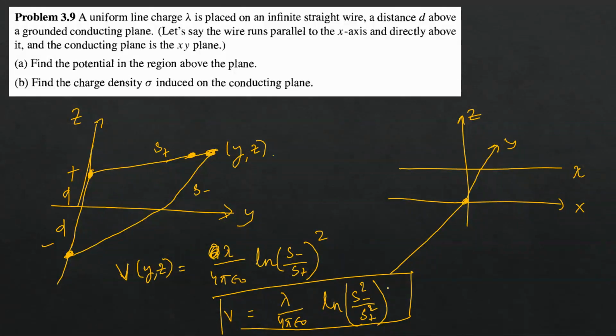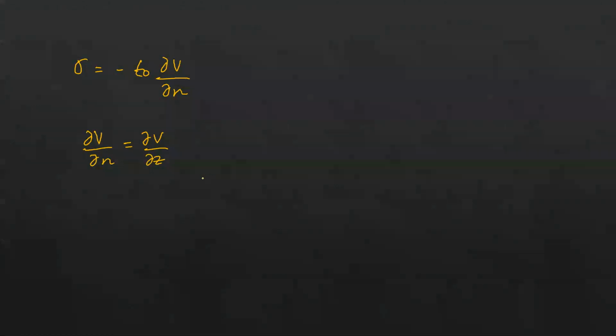Now, find the charge density sigma induced on the conducting plane. Okay, now see the charge density formula is what? Charge density sigma is equal to minus epsilon naught del v by del n. So what is here del v by del n? Del v by del n here is del v by del z. So sigma will be how much? Minus epsilon naught lambda by 4 pi epsilon naught, and you have to take the del v by del z, whatever you got as V.